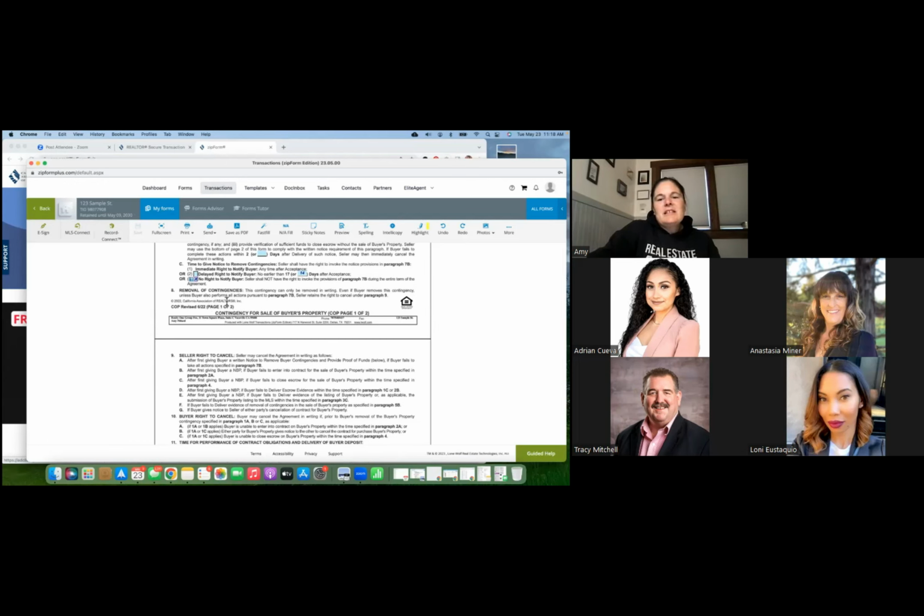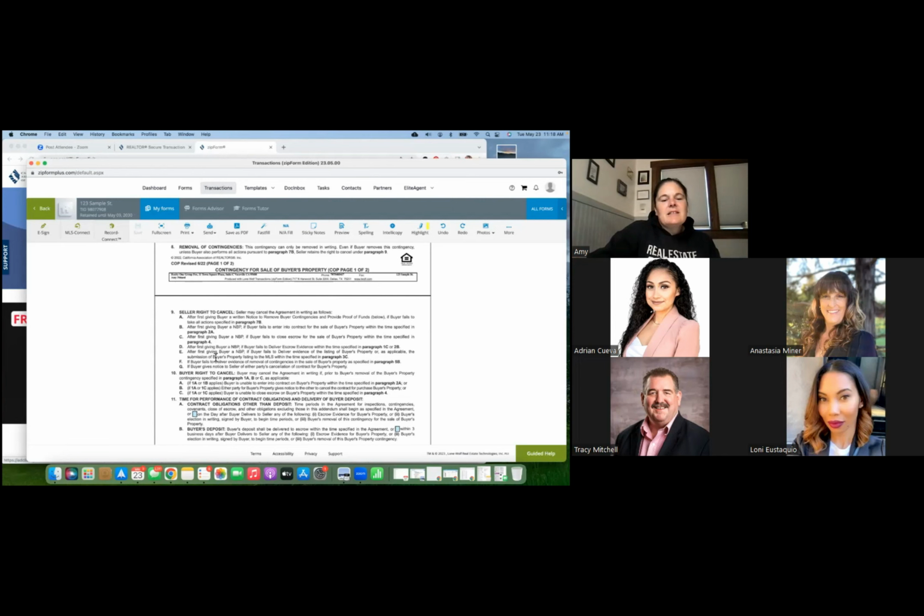Removal of contingencies. This contingency can only be removed in writing. The seller's right to cancel. Here's the section that outlines the seller's right to cancel. First, they have to issue a notice to perform to remove buyer contingencies and provide proof of funds.